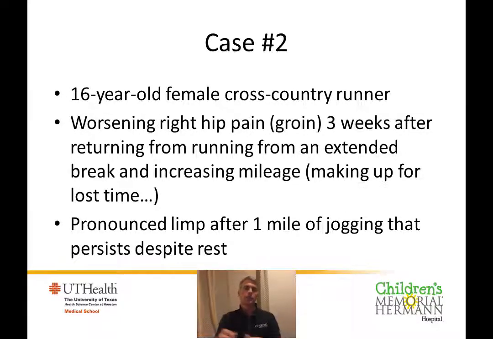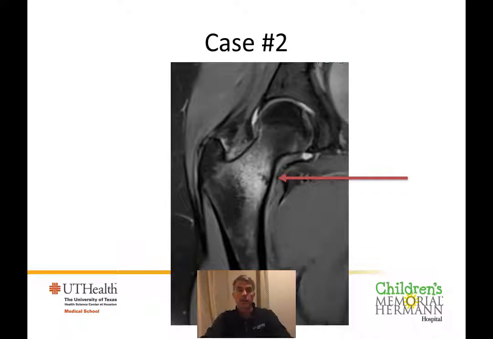Okay, case number 2, a 16-year-old female cross-country runner, worsening right hip pain, specifically in the front, in the groin area, about 3 weeks after returning from an extended break and increasing mileage, making up for the lost time, so to speak. She had a pronounced limp after about a mile of jogging that persisted despite rest. So we stopped running and she kept limping. I have an x-ray here, I have an MRI here of the right hip that shows a bunch of white area along the bone and basically a crack in the bone known as a stress fracture.